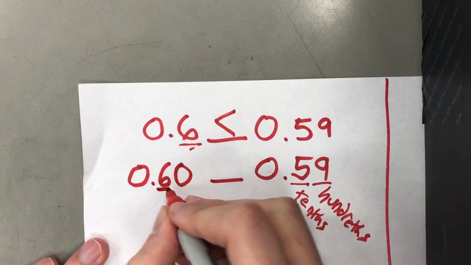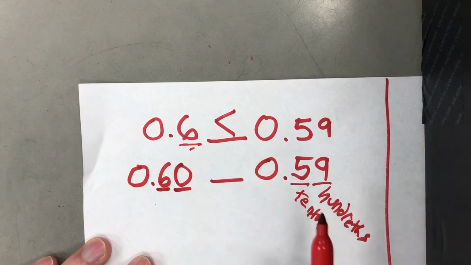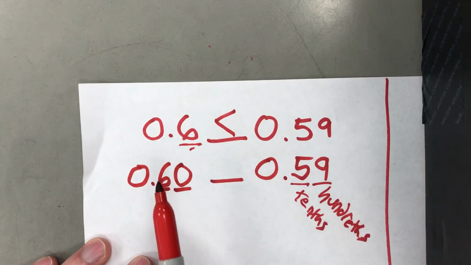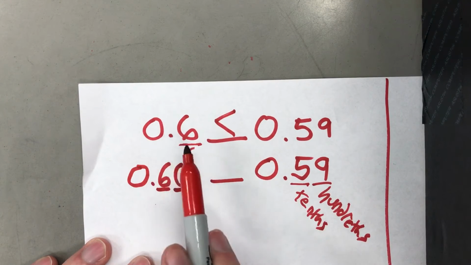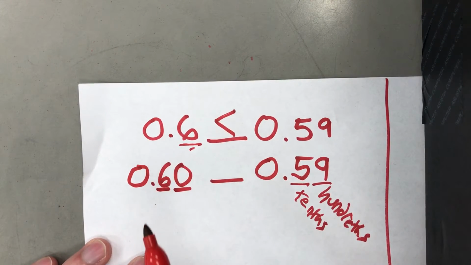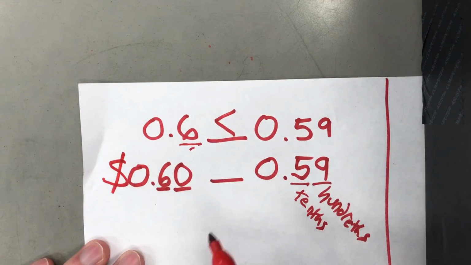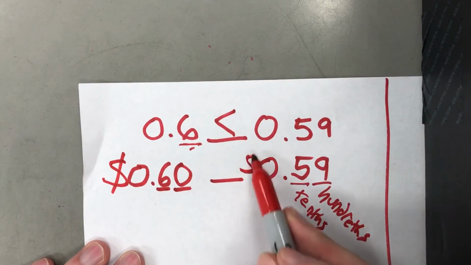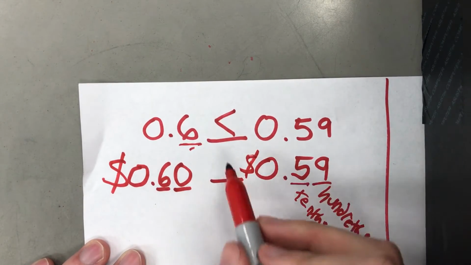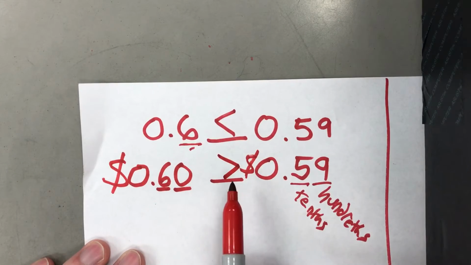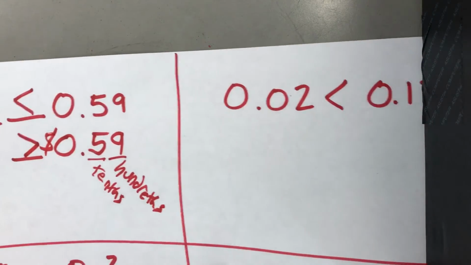So now I have 2 place values here compared to 2 place values here. This 60 hundredths is equivalent to the 6/10. So we're good. We didn't change anything. Now ask yourself, would you rather have 60 cents or 59 cents? I know that's not a lot of money, but we know that 60 cents is greater than 59 cents. Okay, let's look at a couple more.